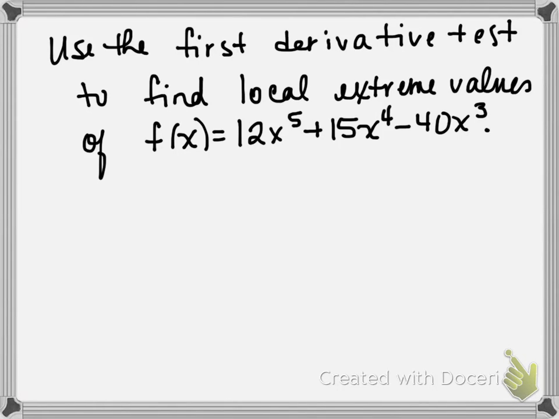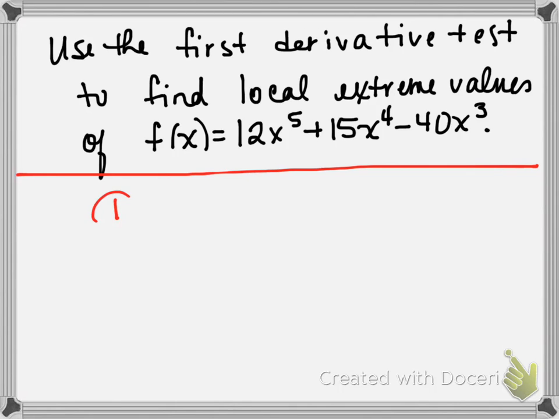Hey, I'm going to start using the first derivative test to actually find local extreme values. So let's use the first derivative test to find local extreme values of f of x, which equals 12x to the fifth plus 15x to the fourth minus 40x cubed. So what do I need to do?